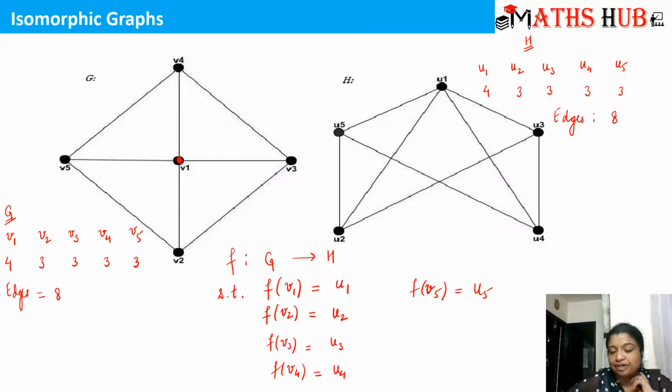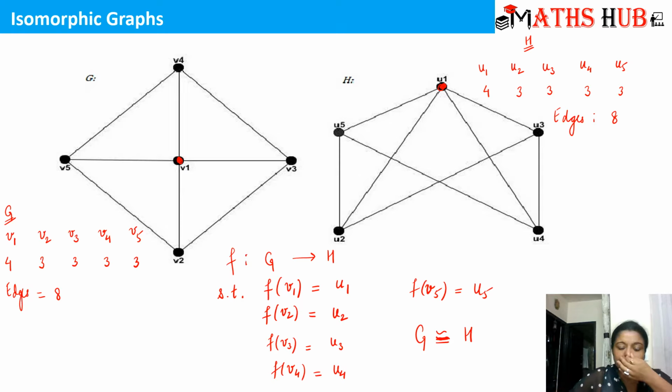So this is how you define the map, and hence we can say that graphs G and H are isomorphic to each other. You can see that the arrangement of the vertices and the edges is different, so the spatial arrangement is different, but the rest of the things are exactly the same, right? So in this example, graph G and graph H are isomorphic to each other.